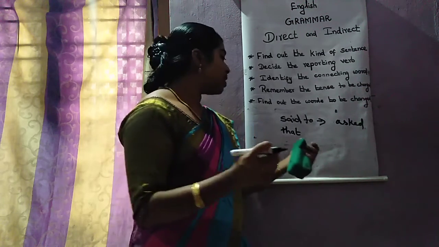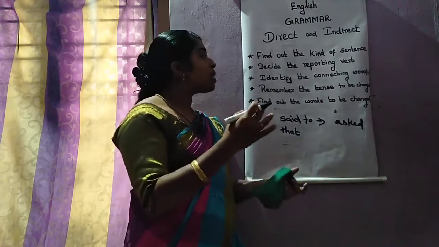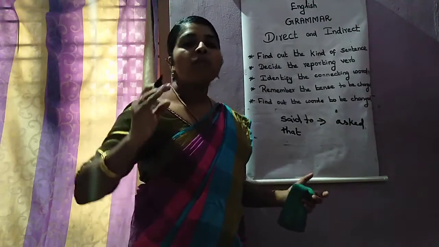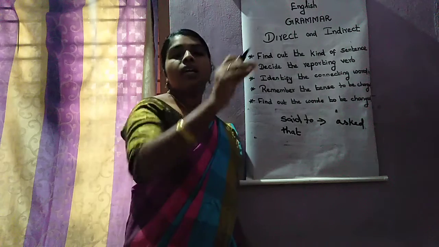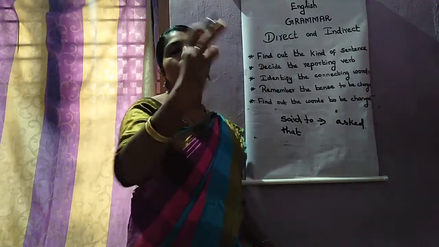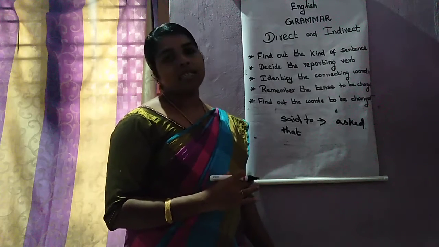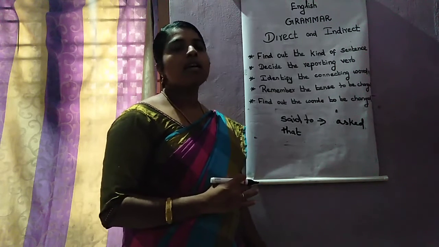After that, we are writing the connecting word to join. We will remove the quotation marks when changing to indirect speech. Instead of them, we are joining a connecting word there. So, the connecting word for the declarative sentence is "that".